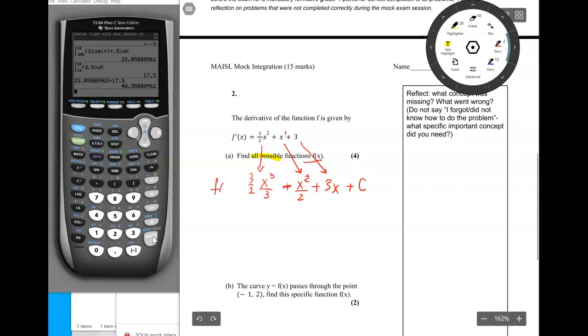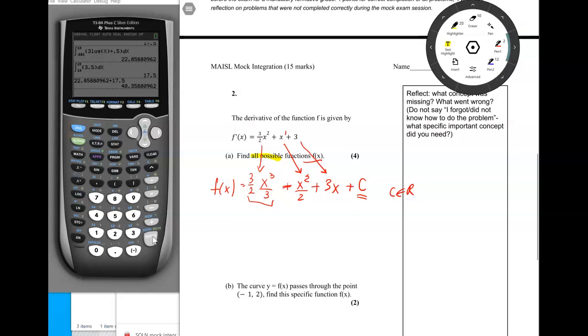And if you are wondering why they are saying all possible functions f of x, it's because when we find this function, the C value, so if we put plus capital C there, and by the way, C is any real number, then that means that this could be any of an infinite number of functions, right? Just one thing, we need to simplify this because 3 halves divided by 3 is not complete yet.